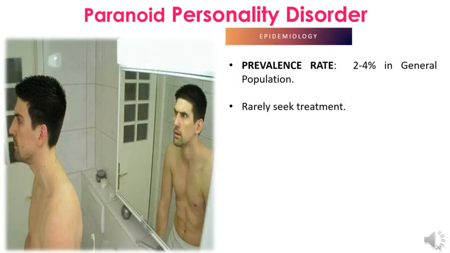Prevalence of paranoid personality disorder is 2 to 4% of the general population. Those with the disorder rarely seek treatment themselves. When referred to treatment by a spouse or an employer, they can often pull themselves together and appear undistressed.